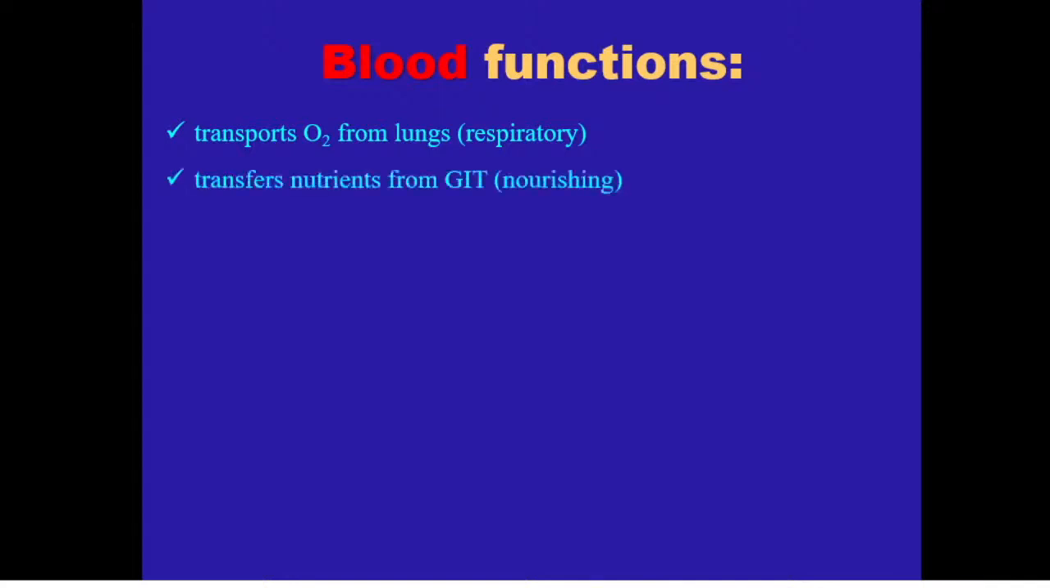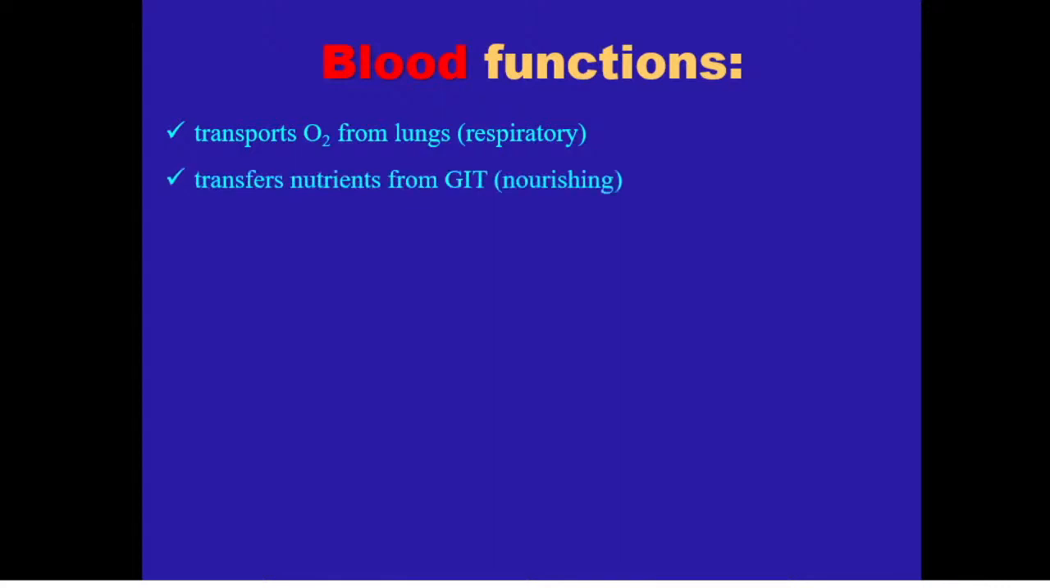Let's discuss the main blood functions. Of course, at first and primary, you all name this function as the most important. Blood transports oxygen from the lungs to peripheral tissues. We will discuss this function in more detail because it is very important.